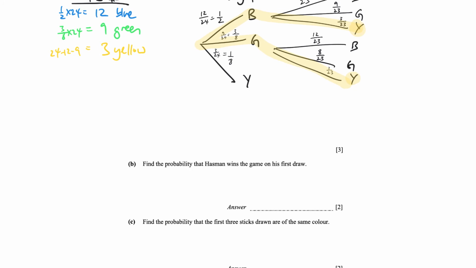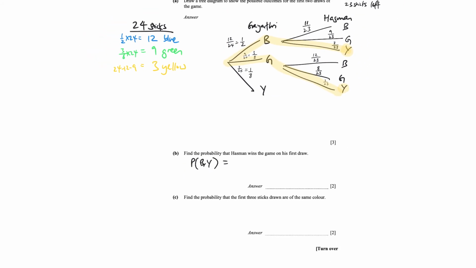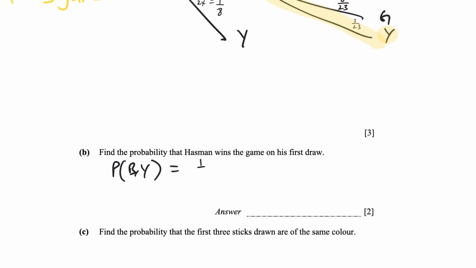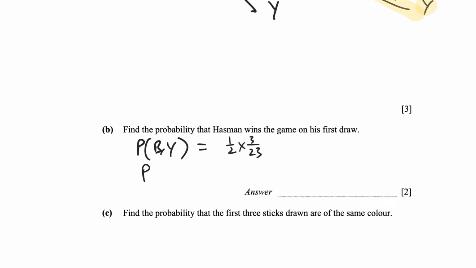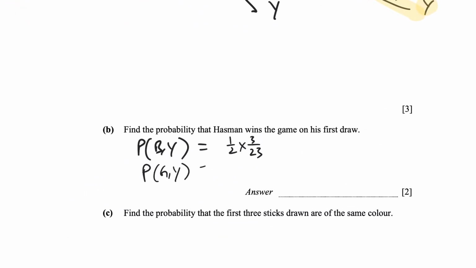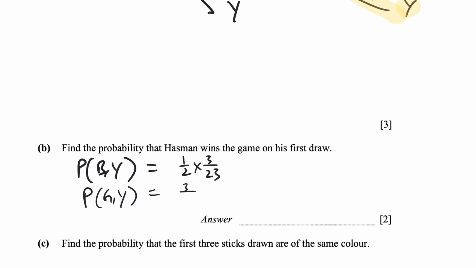So the probability that it is blue and then yellow, let's just write it this way. Probability of blue, yellow is simply half multiplied by 3 over 23. Right? And the probability that it is green and then yellow is 3 over 8 multiplied by 3 over 23.